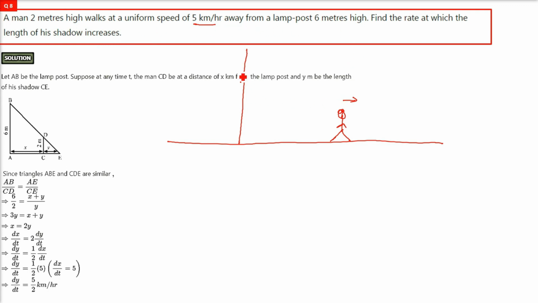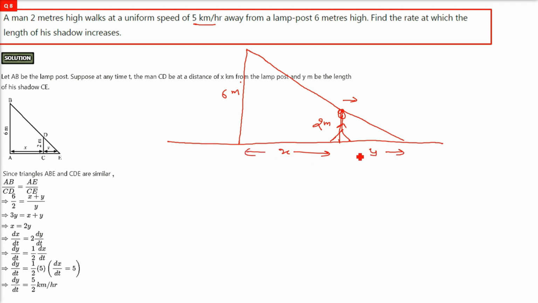So we are going to use similar triangles, because from the lamppost there will be a shadow. This is the height, just 2 meter. This is the height, which is 6 meter. We don't know this one, so it is x, and this we are going to use because he's going on to the right.